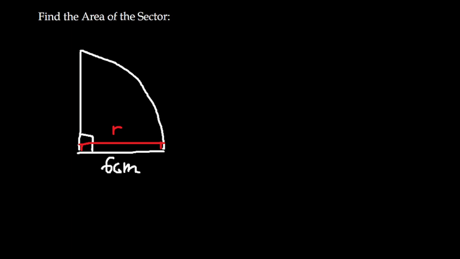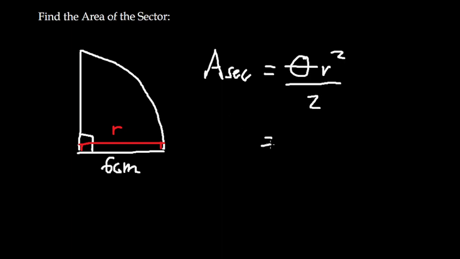Okay, so how do we find the area of this sector? I want you to remember this formula. The area of a sector is equal to the angle denoted as theta, multiplied by the radius squared, divided by 2. So, given na yung angle, which is 90 degrees, may symbol, 90 degrees. That means 90.